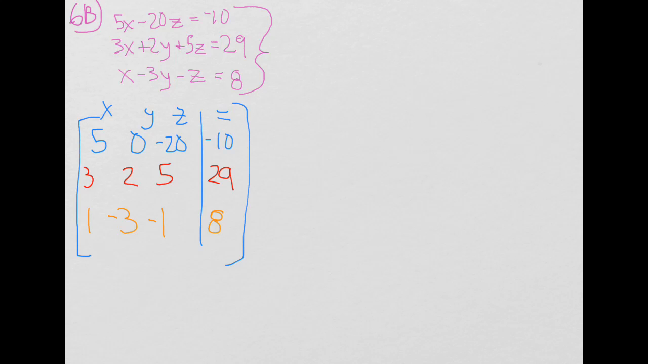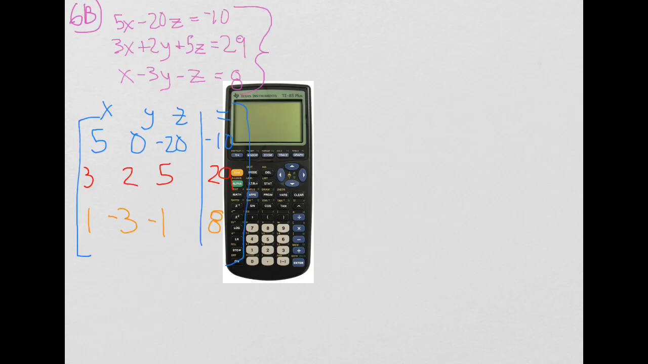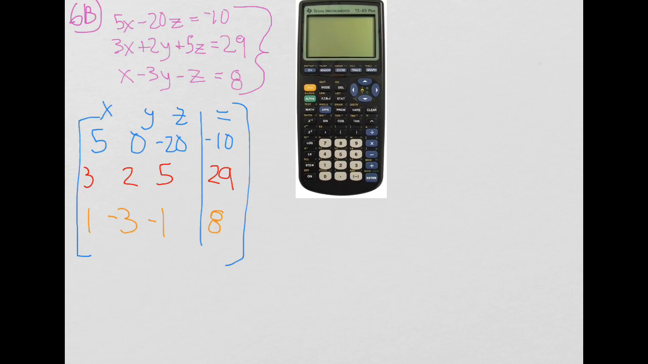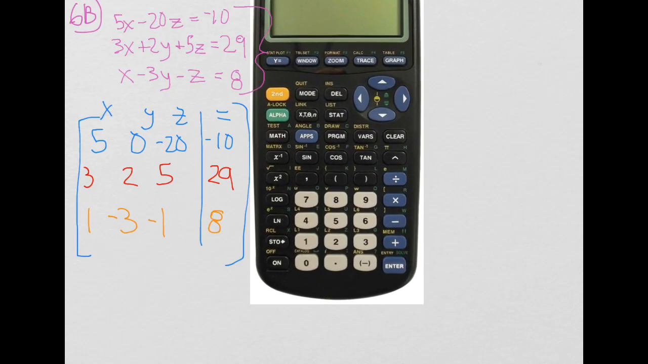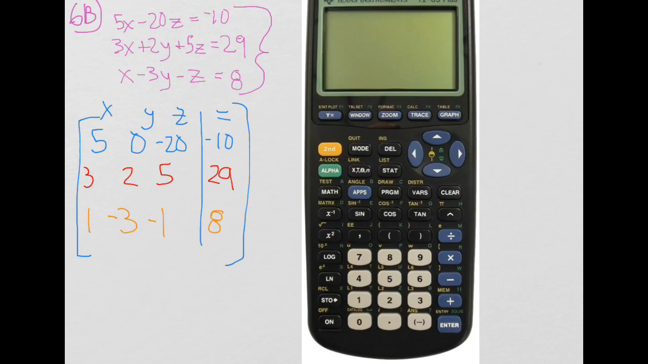Just like before, we want to go ahead and enter this into our calculator. So to do that, turn your calculator on. And just like before, you need to hit the second button first, and then go into your matrix option, which is the X inverse button.